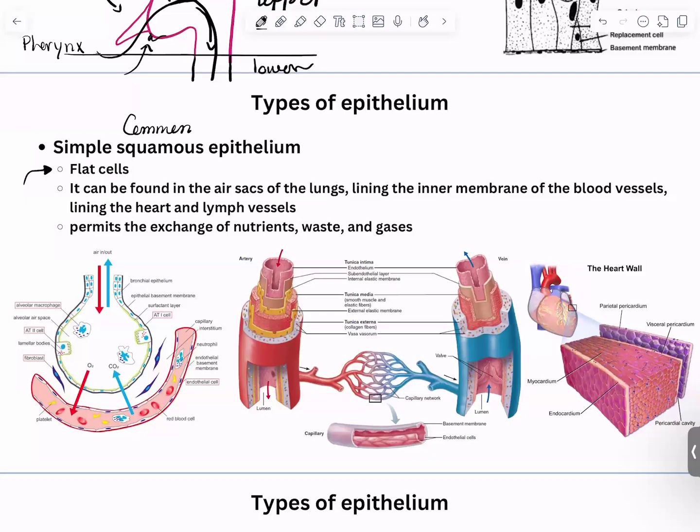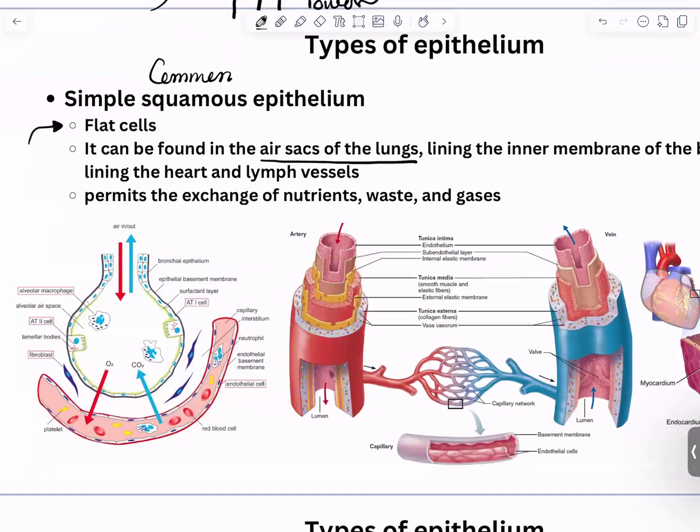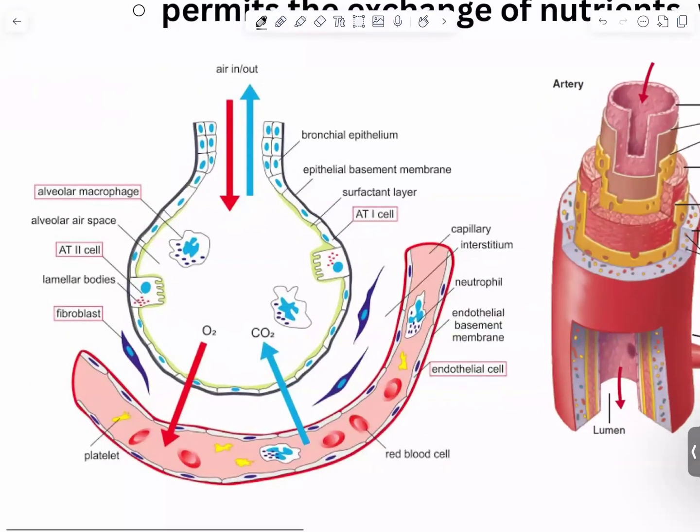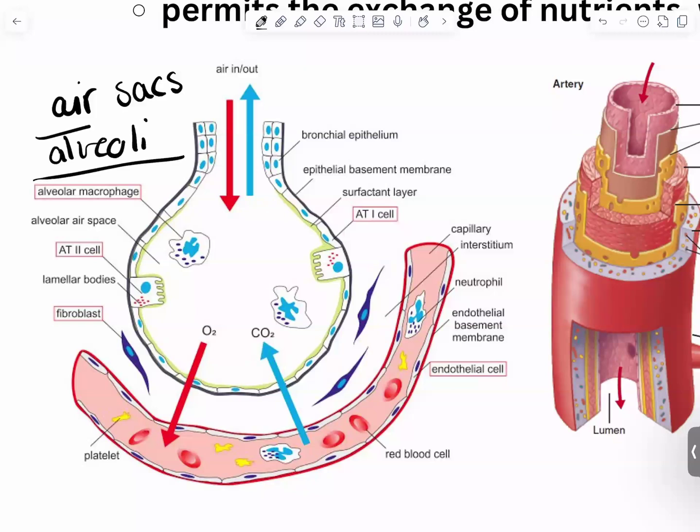You know, we can find them in the air sacs of the lungs. In the lung, at the very last stage, when we want to transport the air with the blood, we have air sacs. Another name for the air sacs is alveoli. You have to know it. If you don't, later in the respiratory system, we will discuss it.